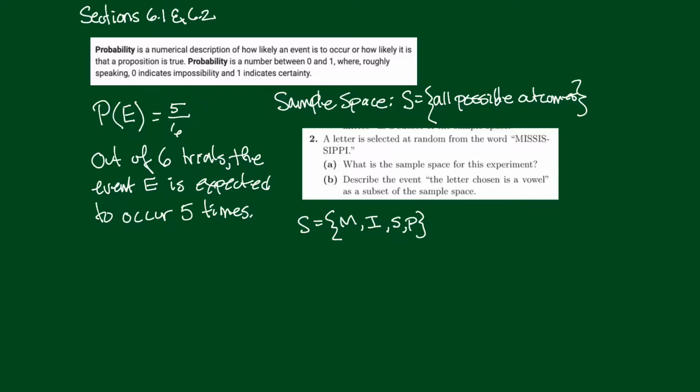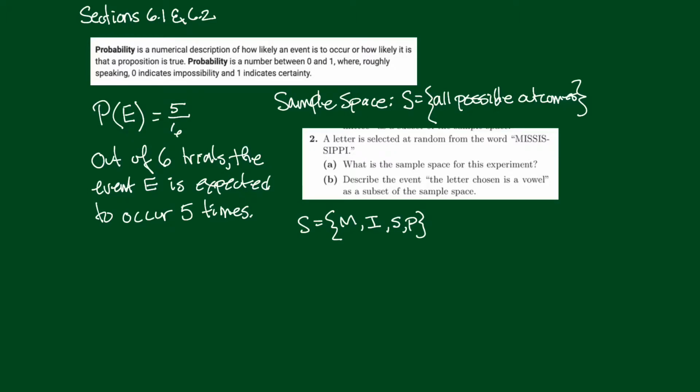Now, it's more likely to get an I or an S than it is an M, because there's more I's and S's and P's than M's. But that's not what we're doing right now. We're not assigning numbers. We're just looking for what could possibly happen if you just randomly pick a letter out of the word Mississippi. You could get one of these letters.